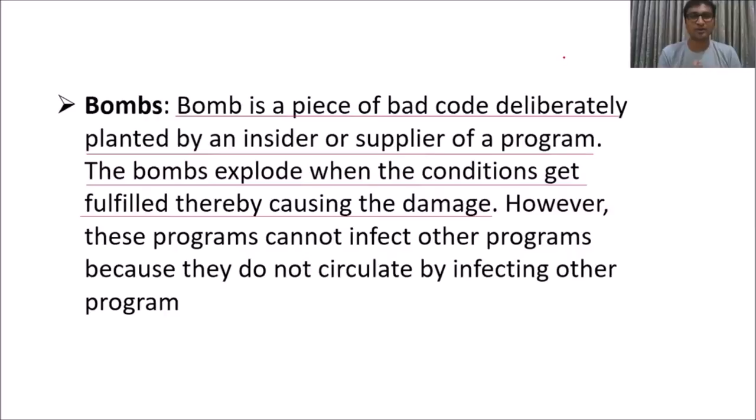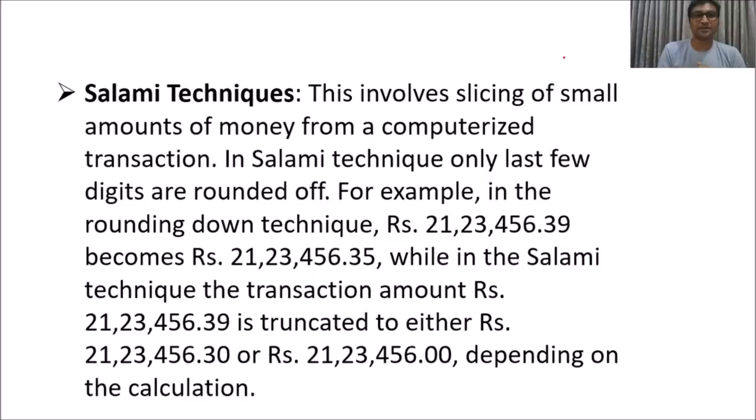So first was bomb. The second is salami technique, and then the third will be rounding down. First, just underline salami technique, and then I'm going to explain the difference between salami and rounding down. Please underline: this involves slicing off small amounts of money from computerized transactions. They have given an example also, but I will explain with my example.